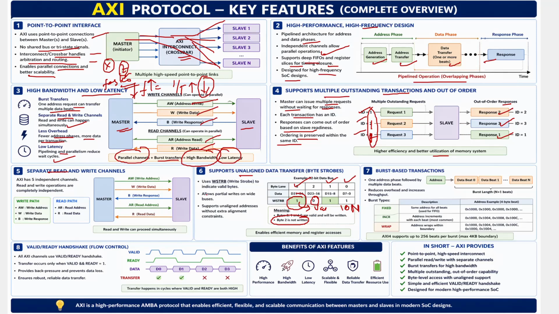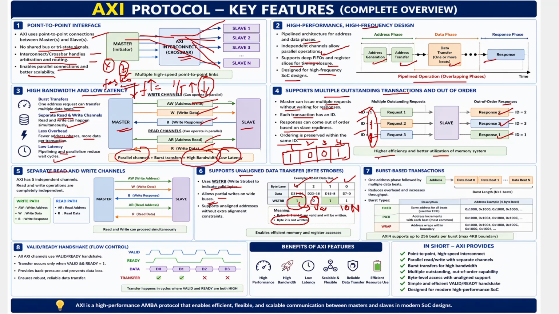The write strobe signal indicates the valid bytes and allows partial writes on wide buses. On a wide bus, not all bytes are written here. So here byte 0, byte 1, byte 2 and byte 3 are there, 4 bytes. Here I have written the data, here I have not written the data, here I have not written the data, here I have written the data. Based on this, unaligned data transfer can also be supported.